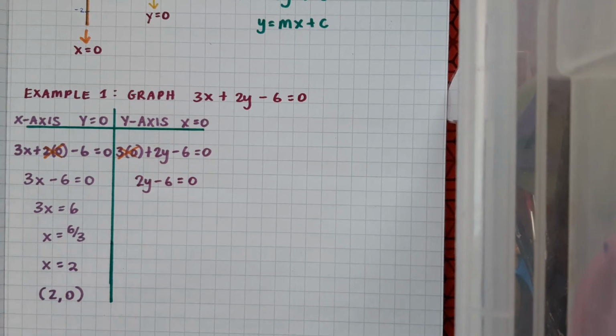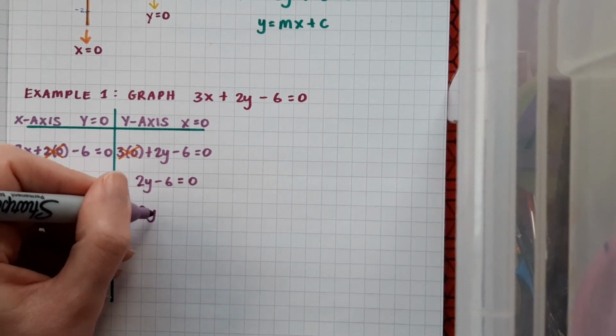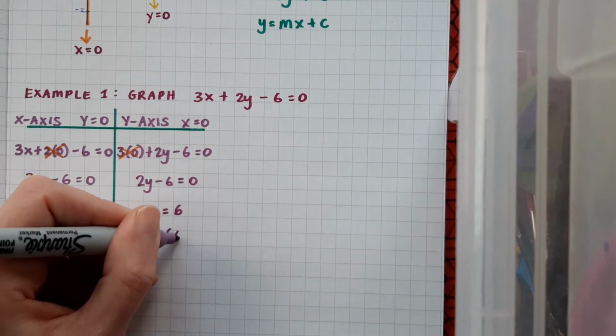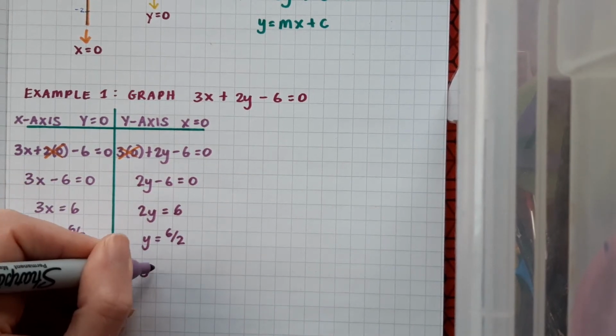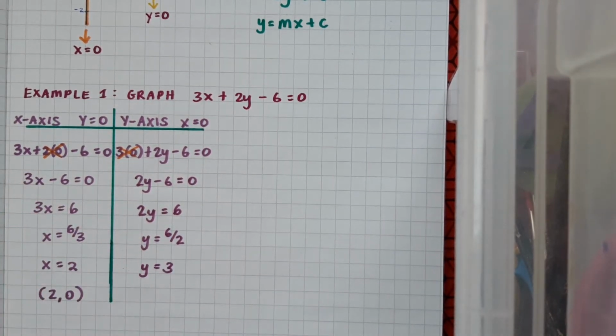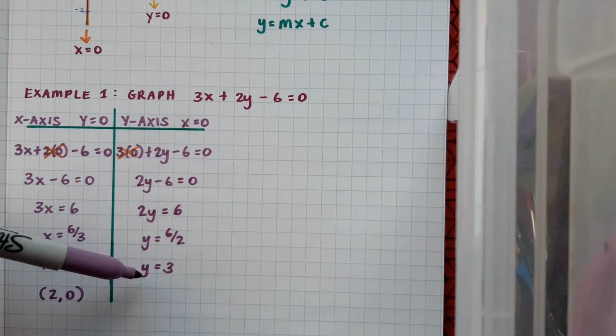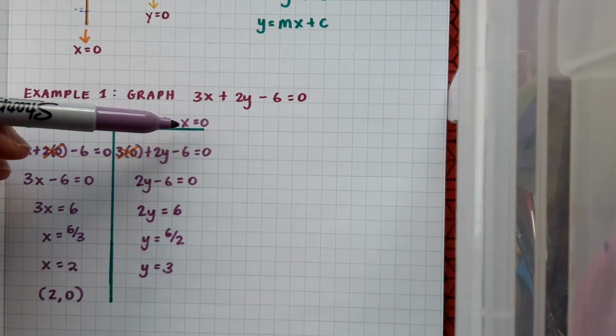Okay, so now I want to get the y on the left and the number on the right. So I'm going to say 2y equals 6, and then I'm going to bring the 2 across and divide. And so this time I'm getting y equals 3. Okay, so now again I want to make a point. Of course my point is going to be an x and a y together. So I'm going to have my y here, and my x is the x that I subbed in.